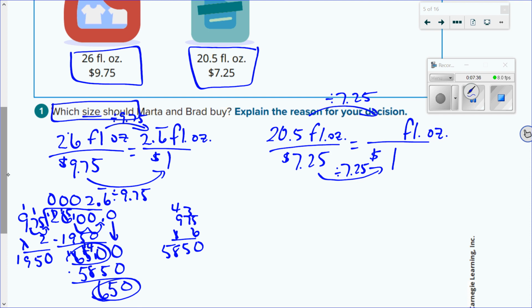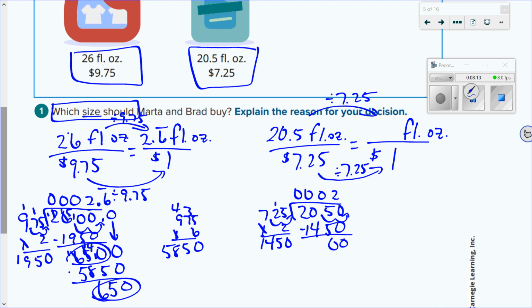That's all it is. So I take 20 5/10, divide by 7 25 hundredths. Again, I can't divide by a decimal, so I'm going to move my decimal twice, add in my 0. 725 won't go into 2, won't go into 20, won't go into 205. So 725 going into 2,050. I know it's going to be less than 3, because 3 times 7 will give me 2,100. So it's going to be another 2. Times 2 gives us 10, 15, 5, 1,450.